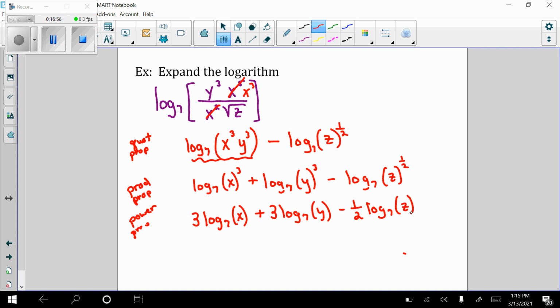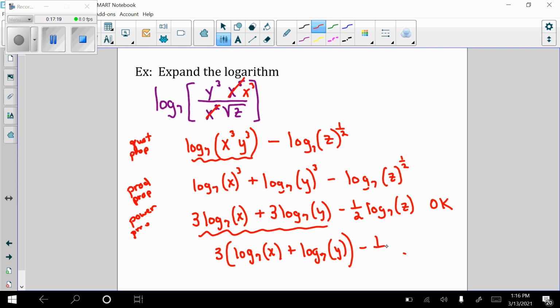So this answer is completely fine. Or you could actually factor that 3 out of there if you wanted to, and get 3 log base 7 of x plus log base 7 of y minus 1/2 log base 7 of z. Oops, forgot the log.